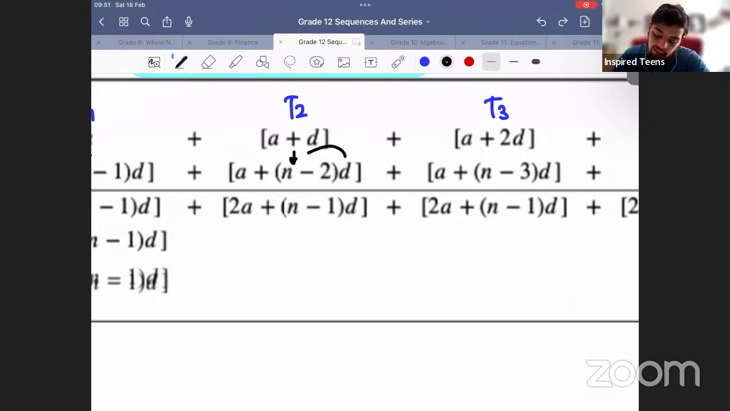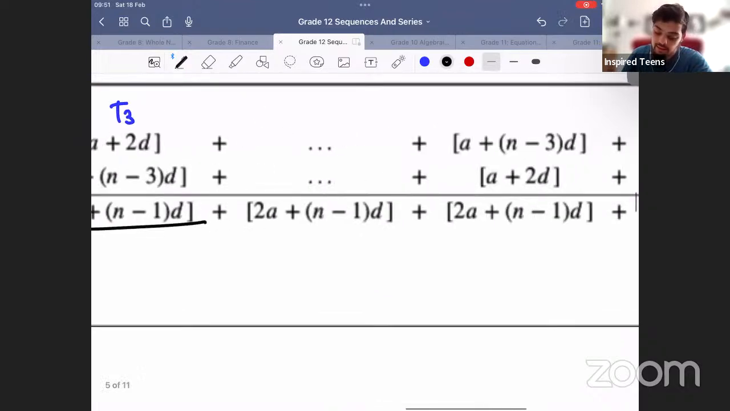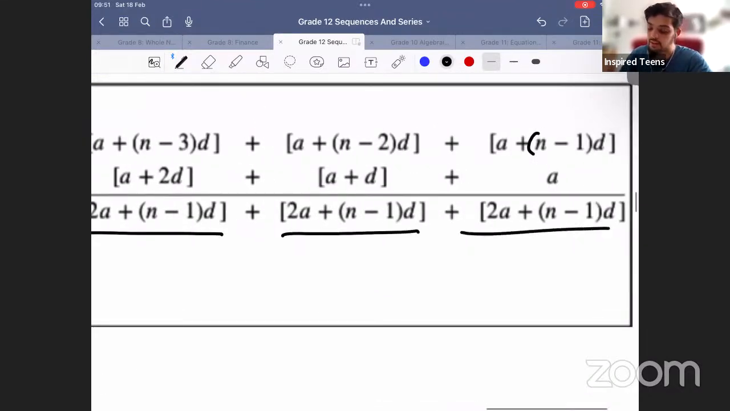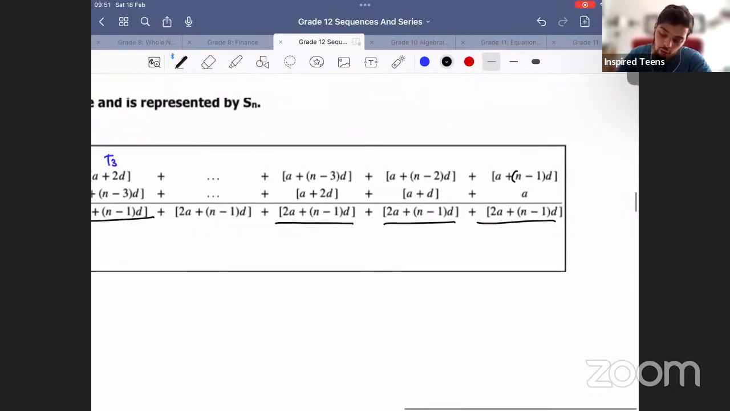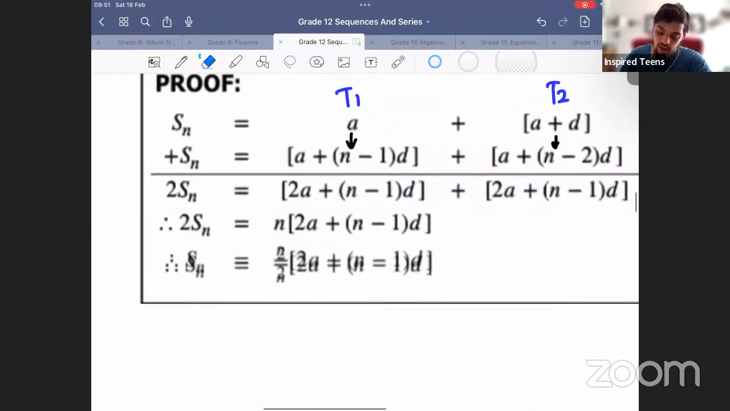Okay, actually, because when you multiply this out, you get minus 2d. And if you're plusing d, you're going to get the same thing. Then when you add these together, you're going to get 2a plus (n minus 1) times d, and so on and so forth, until how many 2a plus (n minus 1) times d's are we going to have? We are going to have an n number of them.